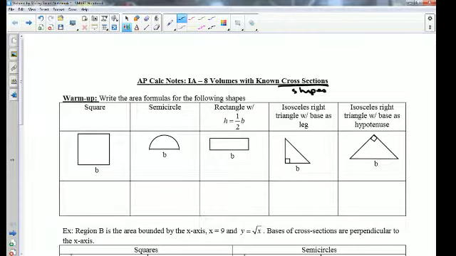So from yesterday, what is the area of this square? B squared. Okay. Semicircle: (b over 2) squared, divided by 2. And you understand where we got that, right? Because the radius is b over 2. All right, how about this rectangle? B squared over 2, or however you want to write it. Isosceles right triangle: 1/2 B times B. Same thing, right? And then we did some math yesterday to figure that one out.